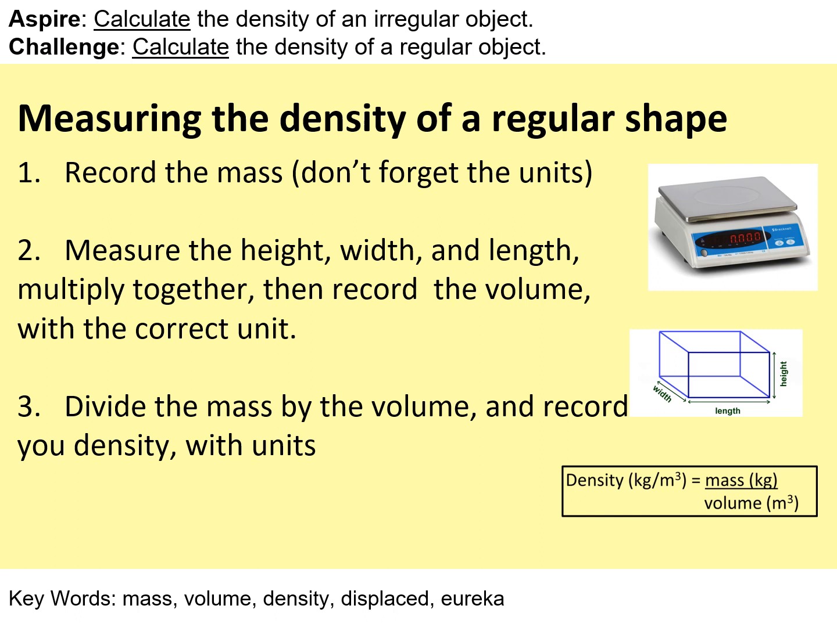So all I would need to do is find the mass of the shape and record its mass using a balance. And then I would measure the height, the width, and the length of the object, and I times them together. And then I can find its density by dividing the mass by the volume, and then make sure you include your units. So it's nice and easy for a density of a regular shape. That is all you need to do, but I will show you a video of it on the next slide.